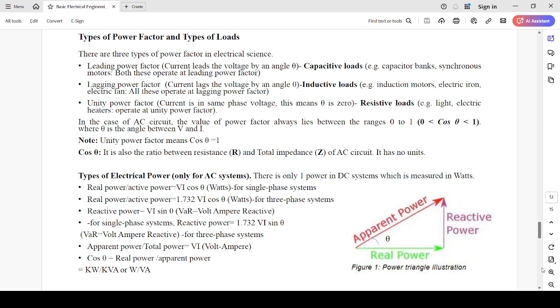Similarly, for three-phase systems, the real power is estimated by root 3 into VI cos theta. Similarly, if you take the sine of this power triangle, it is reactive power upon apparent power. So if you cross multiply, reactive power is equal to sine theta into apparent power, that is V into I. Similarly, for the three-phase system, the reactive power is estimated by root 3 VI sine theta.